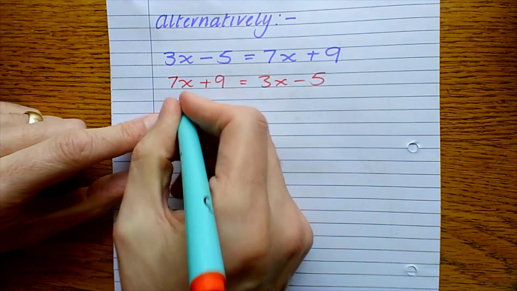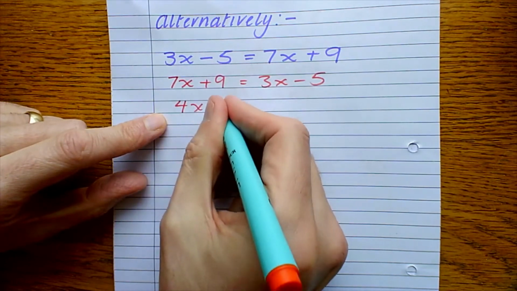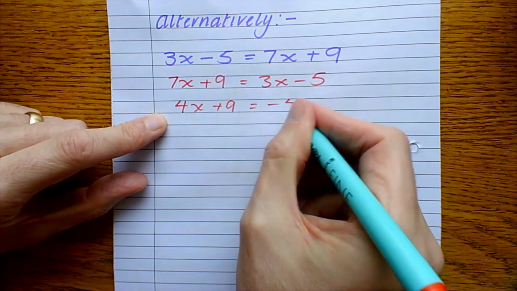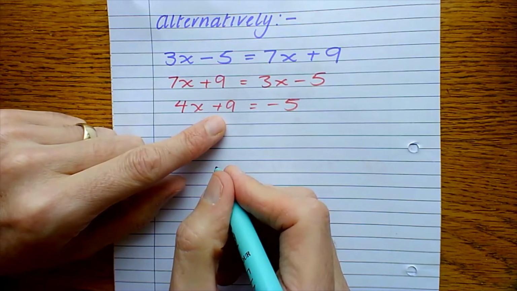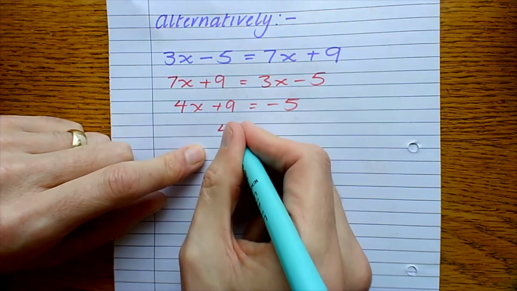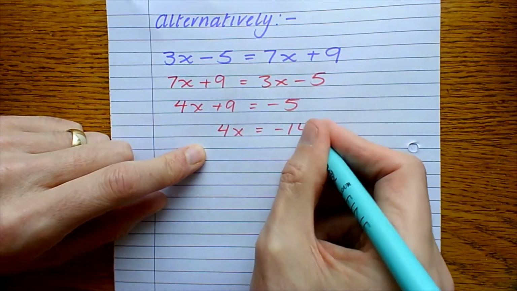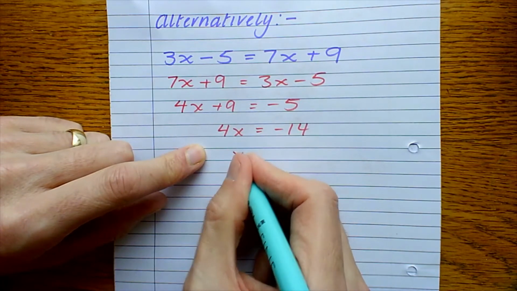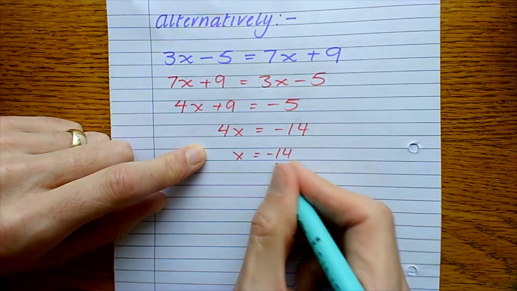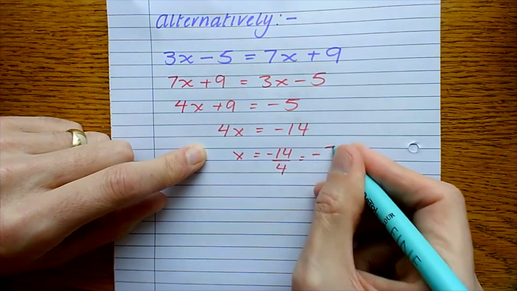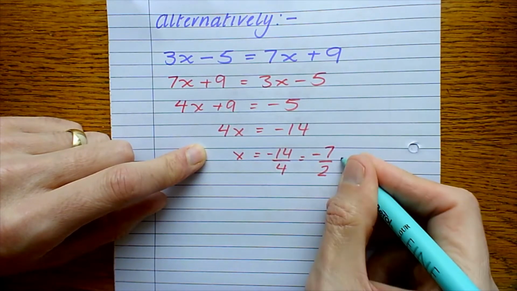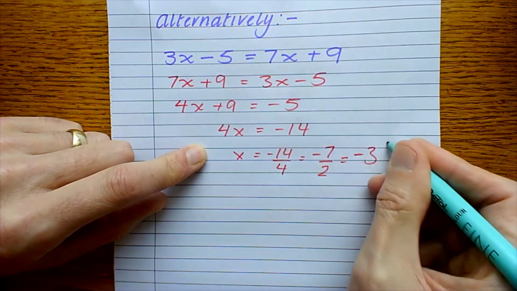So if we take 3x away from both sides, 4x plus 9 is minus 5. So if we add 9 brings us up to minus 5. 4x is minus 14. And you can see we're going to end up in the same place. X is minus 14 upon 4, which is minus 7 upon 2, which is minus 3.5.